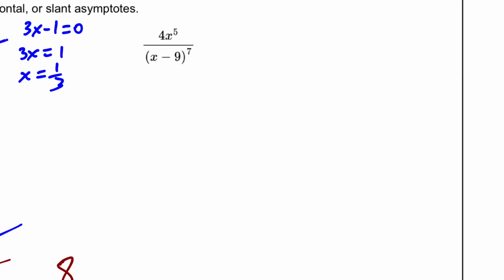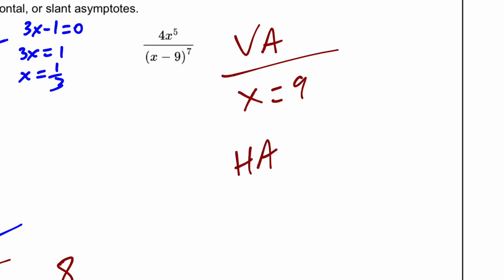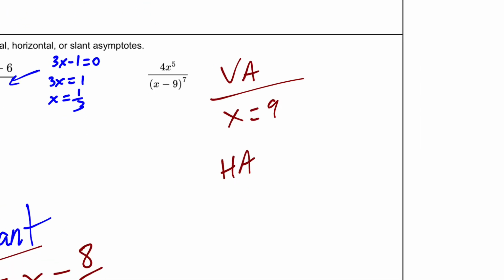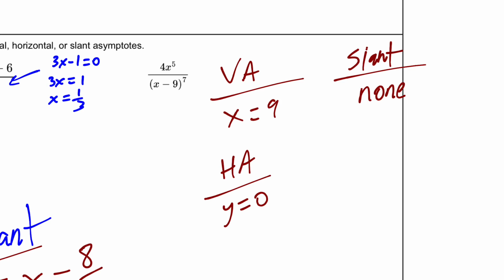Let's look at another one. For the vertical asymptote, the zeros of the denominator, so that's x equals 9. For the horizontal asymptote, because the degree of the top is less than the degree of the bottom, it's going to be the line y equals 0. That's always the case. And for the slant, the bottom does have a degree greater than 1, but it's not true that the numerator's degree is exactly 1 bigger than the bottom. So we're going to say none for this one.